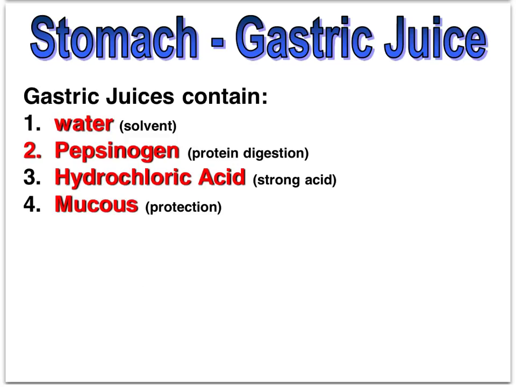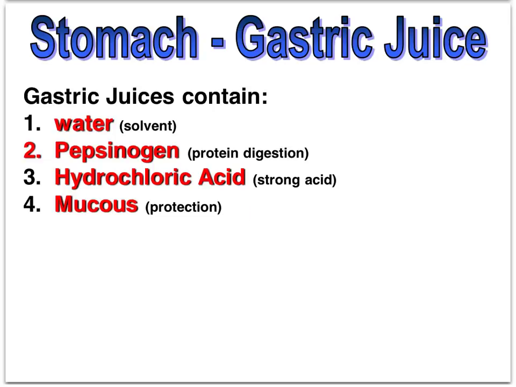So the cells of the stomach, or the gastric cells, will release gastric juices, which contain four things. They will release water, which acts as a solvent. They will release pepsinogen, which is involved in protein digestion. They will release hydrochloric acid, which creates that acidic environment to turn that bolus into an acidic chyme. We'll talk about these two on the next slide. And they also release mucus.